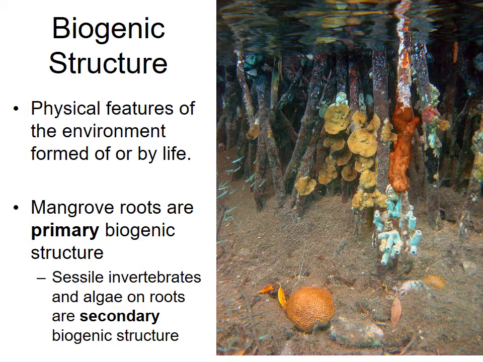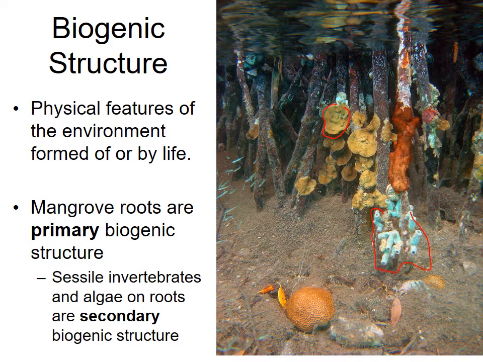All right, so they're physical features of the environment formed of living things or by living things. So in the picture here, we see multiple kinds of biogenic structure. These vertical sticks are the prop roots of red mangroves, so that's creating some biogenic structure. And that biogenic structure is being settled on by other organisms, these lettuce corals and these sponges here.